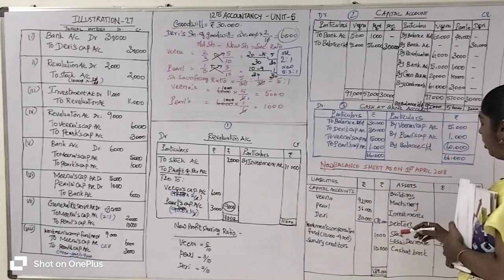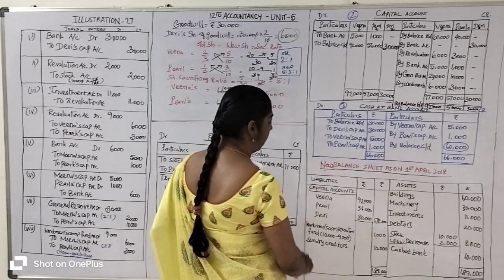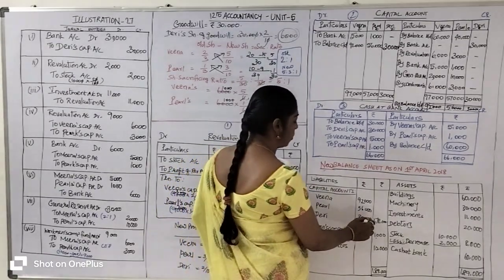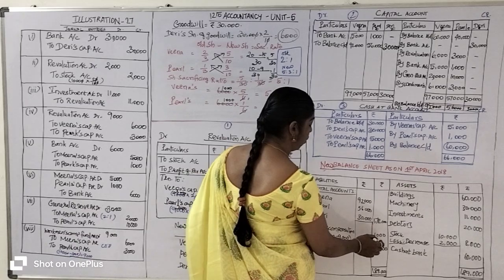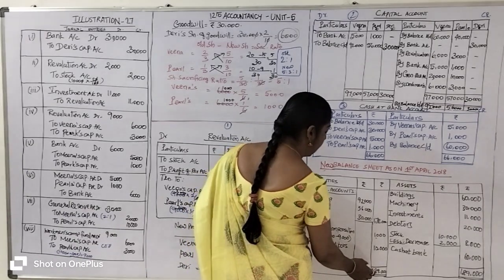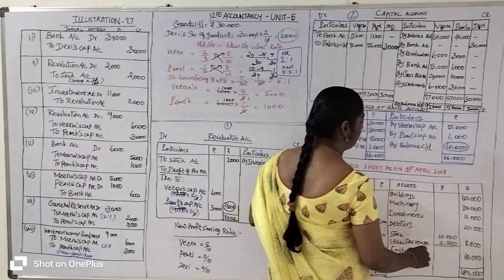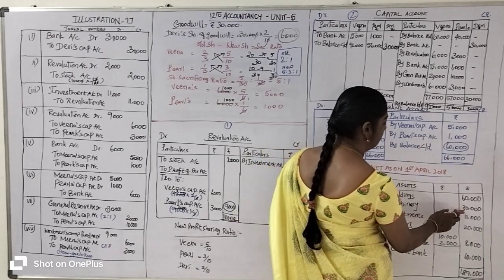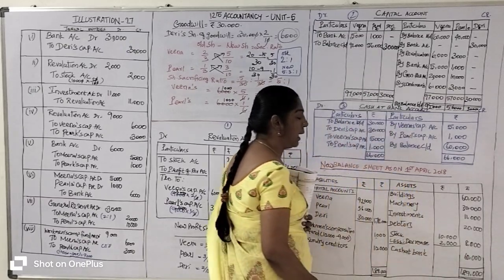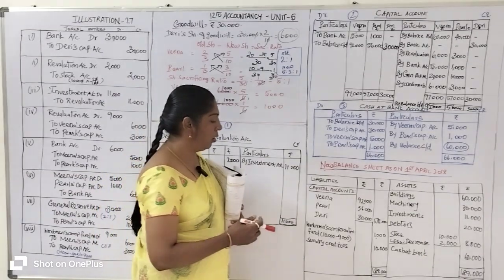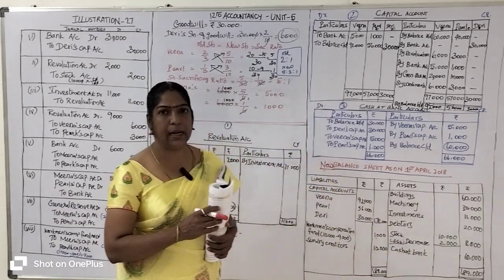Now we are going to find out the total. First we calculate the liability side total. We sum up the liabilities: 1,78,000 plus 1,000 rupees, 10,000 plus 10,000, you will get 1,89,000 rupees. Then we sum up the asset side total values: 60,000 plus 30,000 plus 11,000 plus 20,000 plus 8,000 plus 60,000, you will get 1,89,000 rupees. We got the same value, 1,89,000 rupees, on the asset and liability sides.